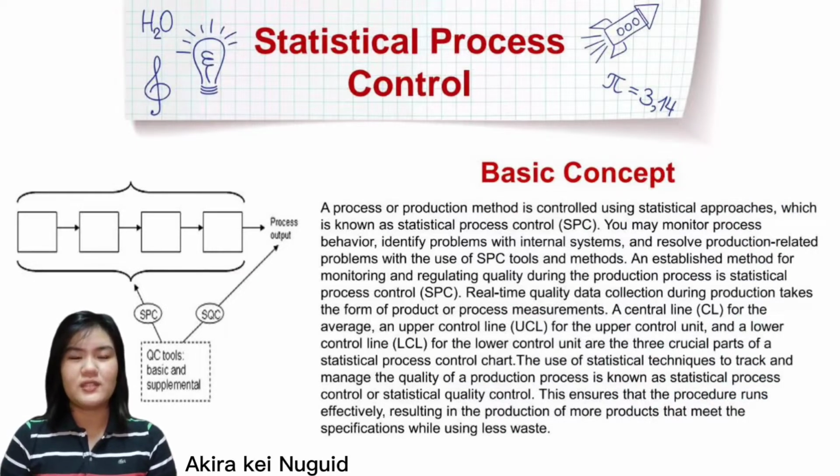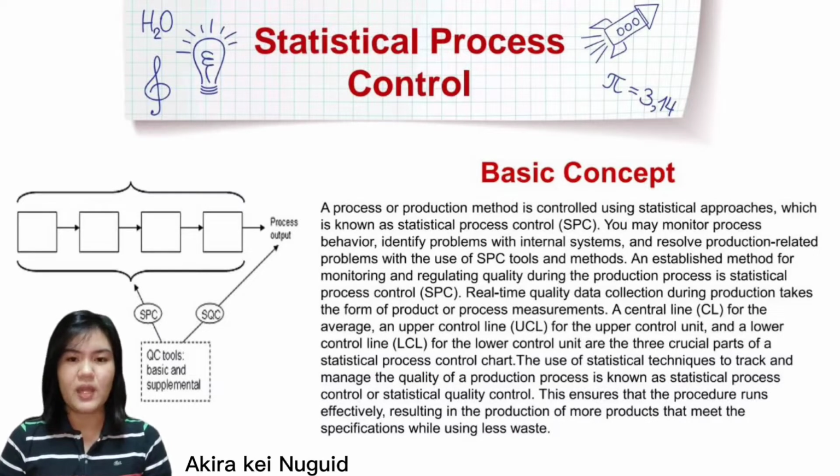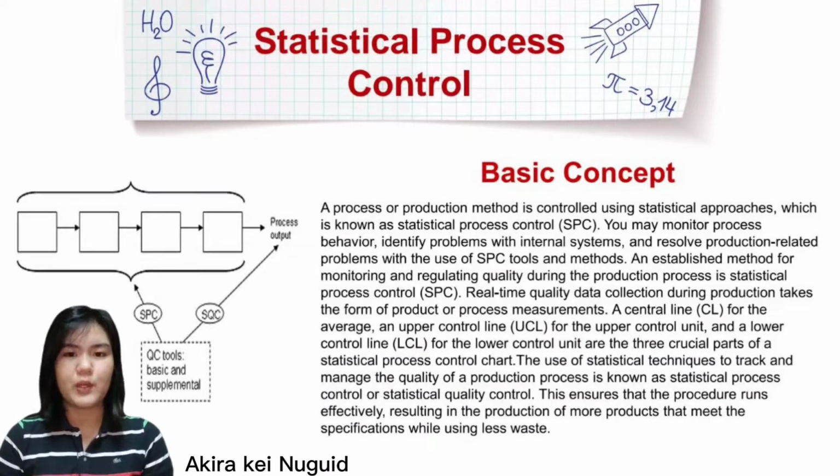Statistical process control is the use of statistical methods to manage a process or manufacturing method, which is known as SPC. Using SPC tools and techniques, you can keep an eye on process behavior, spot internal system issues, and fix production-related issues. Statistical process control is a well-known technique for keeping an eye on and controlling quality during the production process, SPC for short. During production, measurements of a product or process are used to collect real-time quality data.